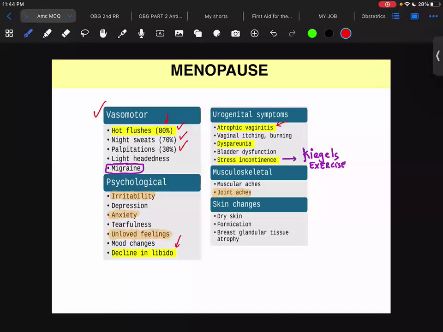the most common cause of dyspareunia. And then we have vaginal itching, burning, and of course the patient has dyspareunia also, bladder dysfunction, stress incontinence, where we can ask the patient to do Kegel exercises. Musculoskeletal: muscular aches, joint aches. Skin change like dry skin, formication, breast glandular tissue atrophy.